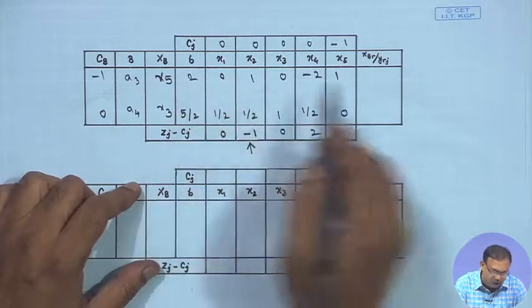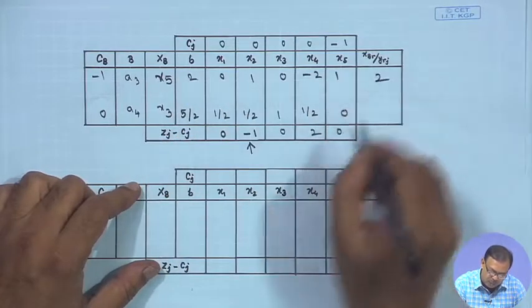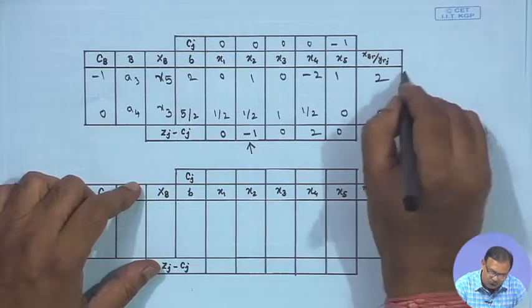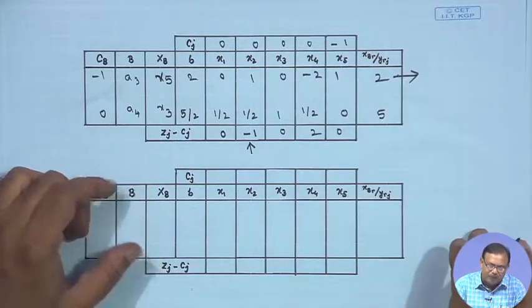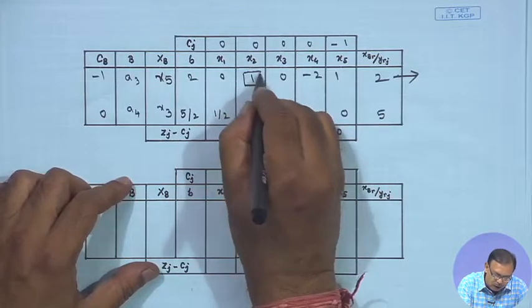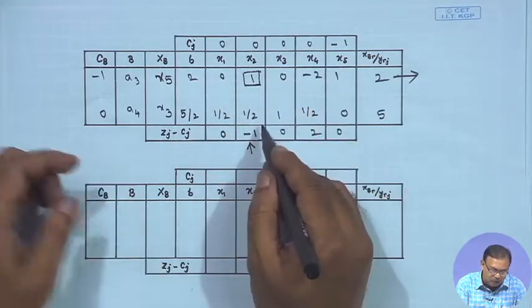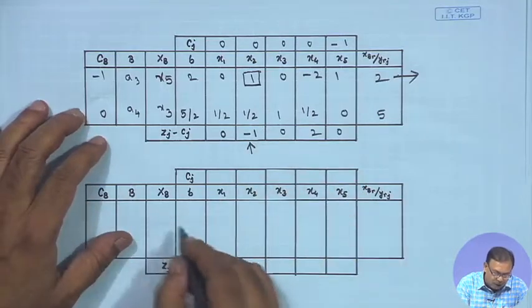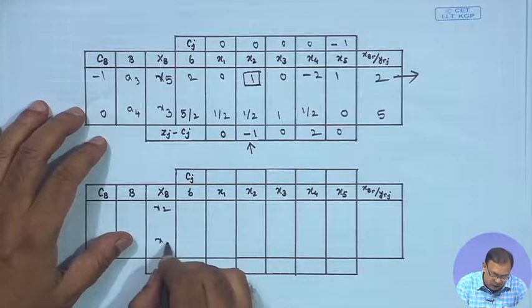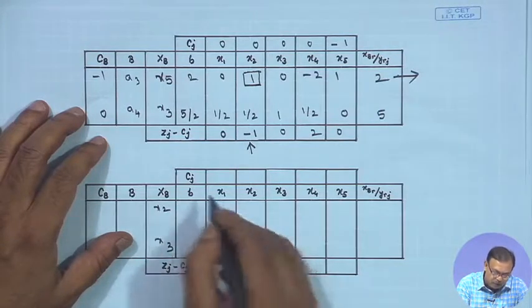So, now I calculate the ratio 2 by 1 is 2 and 5 divided by 1 by 2, so it will be 5. So, outgoing vector will be x 5 and your pivot element will be 1. This is already 1, I have to make it 0. So, in the basis now x 3 will be replaced by x 2. So, it will be now x 2 x 3.